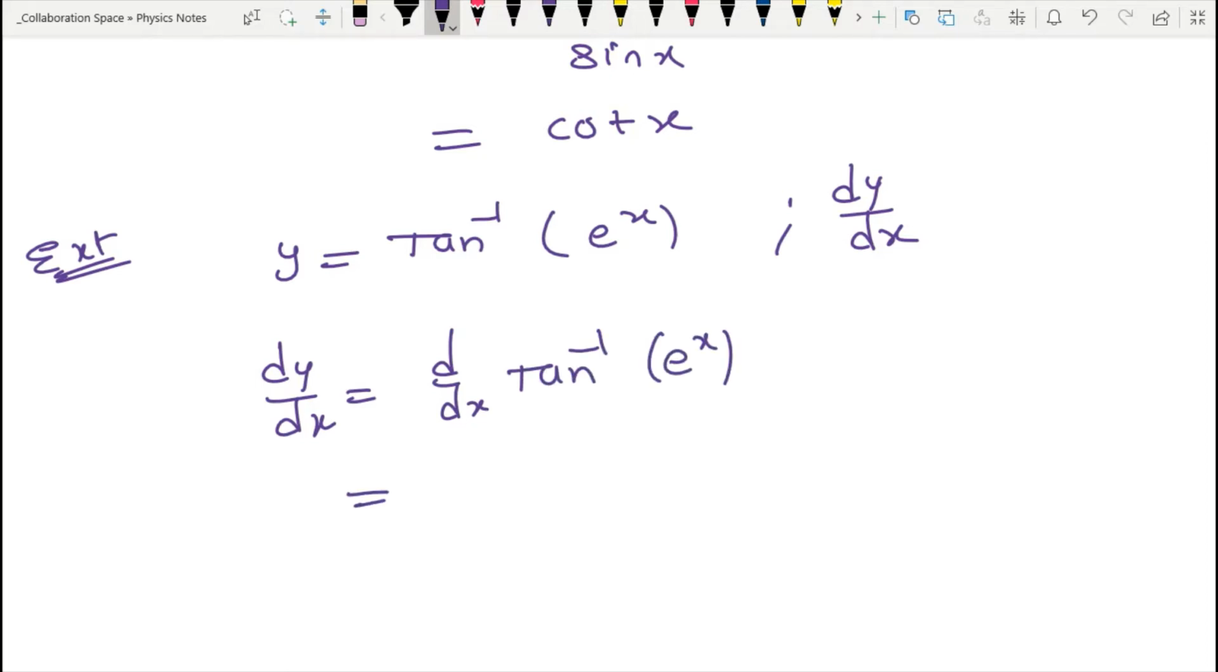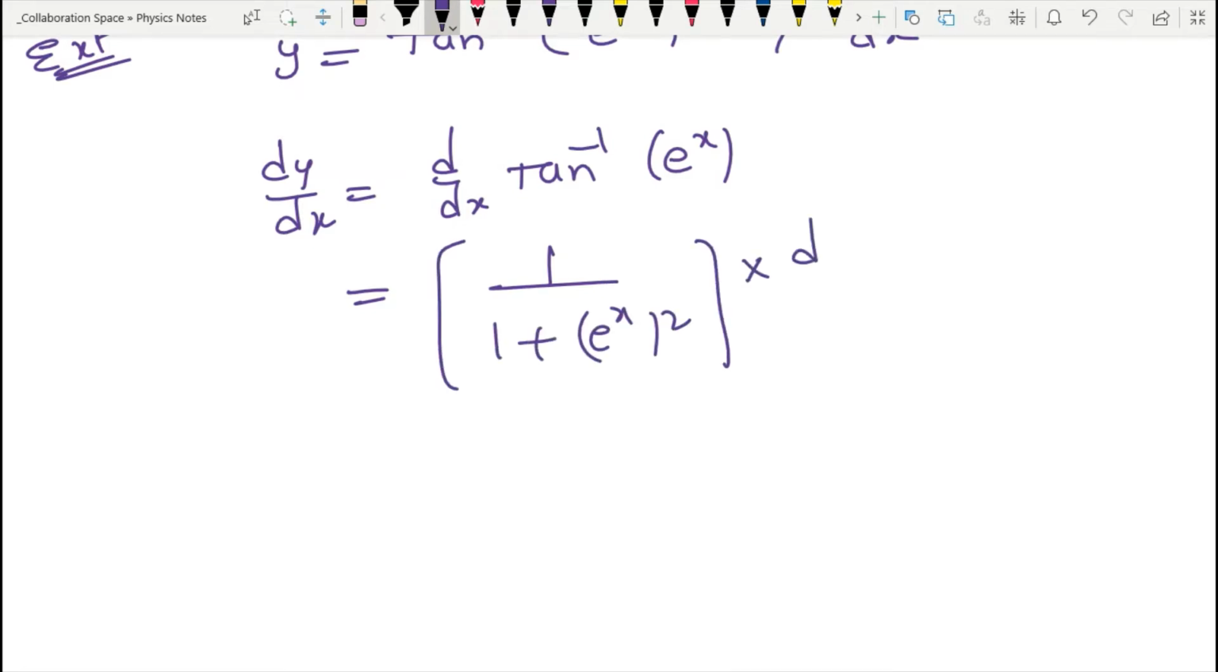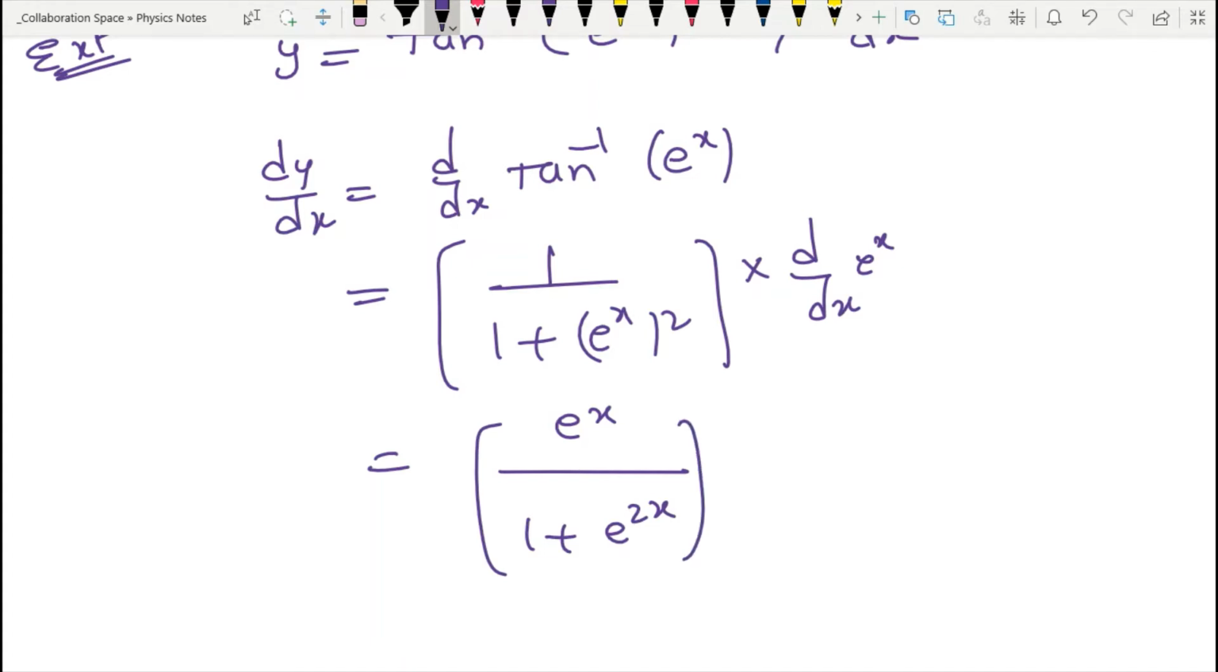So what is the tan⁻¹ x differentiation? 1/(1 + x²). So (e^x) whole square we have to write, into d/dx of e^x. So d/dx of e^x is e^x only. So e^x divided by 1 + e^(2x). So this is the answer for the problem. Clear or not, students? Yes, sir.